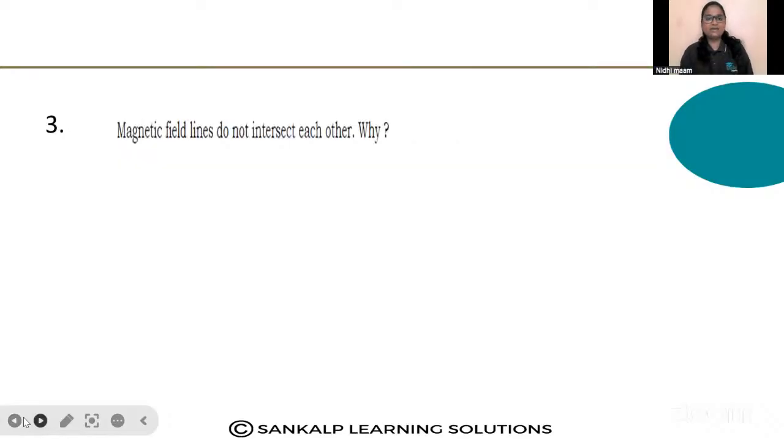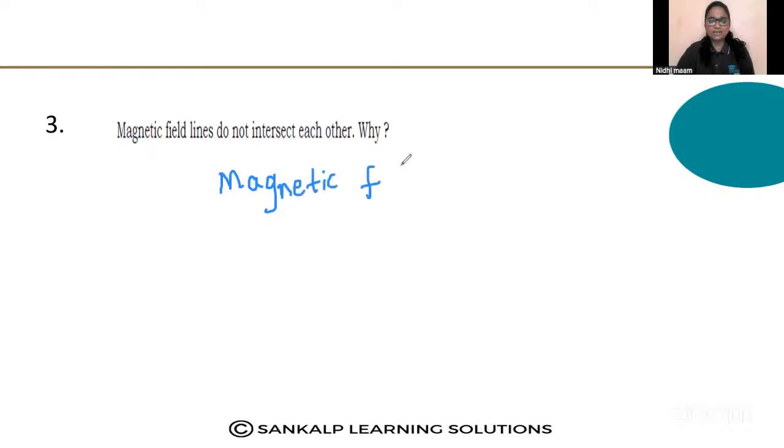Magnetic field lines. The question is: magnetic field lines do not intersect each other.